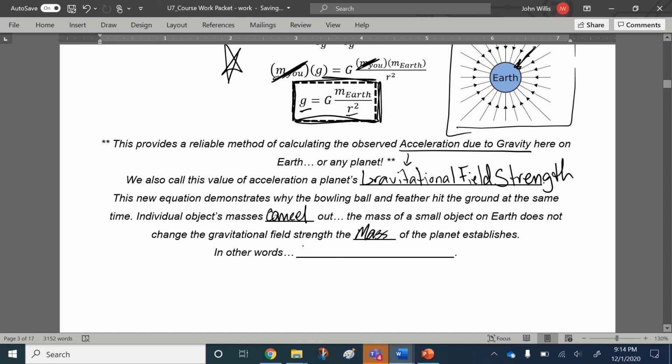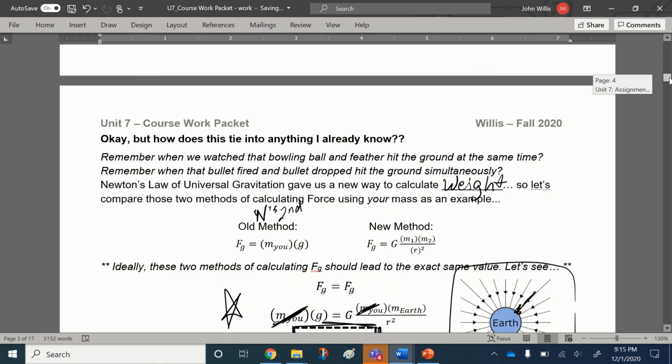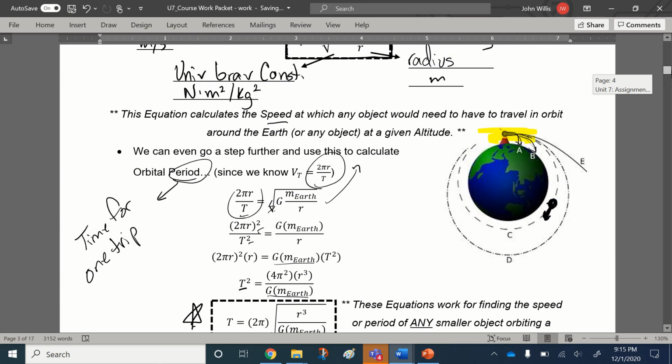In other words, and this is the part I like to say, your mass is irrelevant. It's just more fun to say that. But that's the mathematical explanation as to why. And that's how this unit was going to get started. So those are probably three of the more complicated equations that the book presents in this particular chapter.